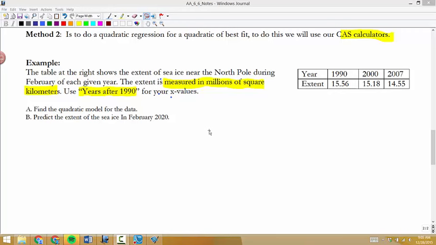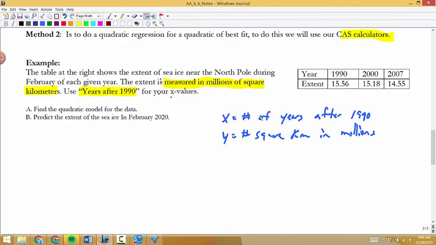So I'm going to go to my calculator and enter this data into a list and spreadsheet. You'll just do a new document, add a list and spreadsheet, and put this information in. But we have to remember that our x value is the years after 1990, and our y value is measured in millions of square kilometers. So let's label our variables first. x is equal to the number of years after 1990, and y is equal to the number of square kilometers in millions.